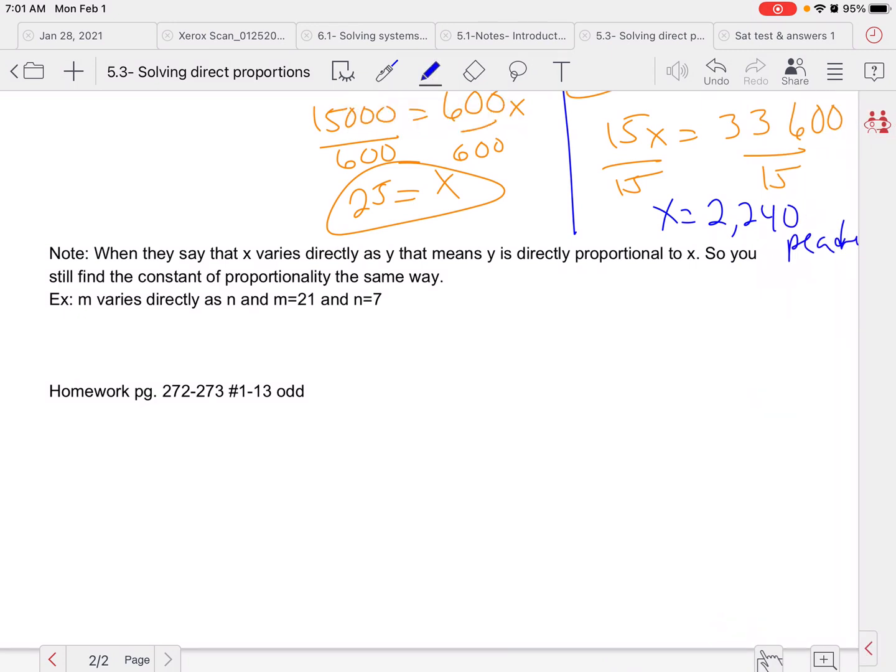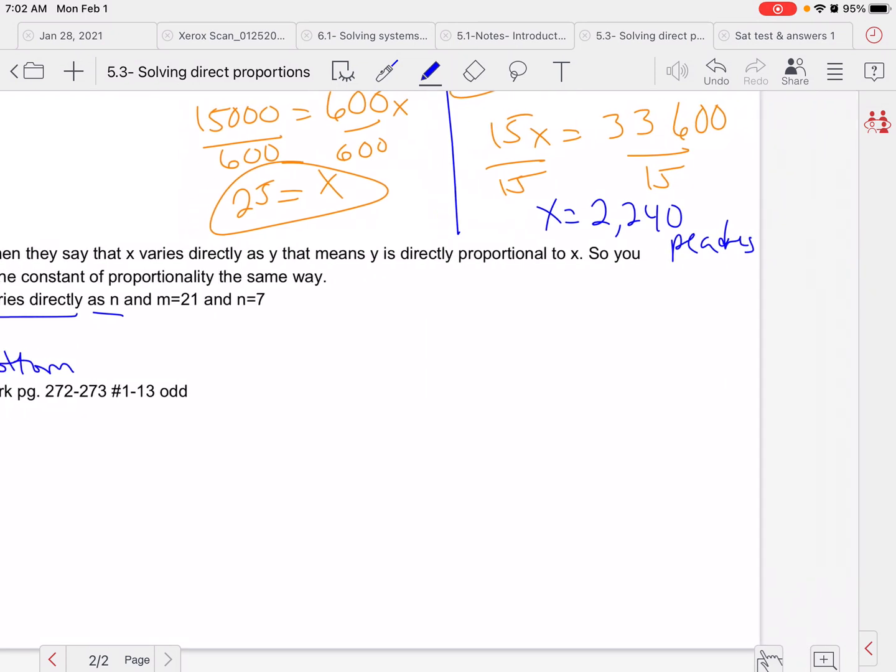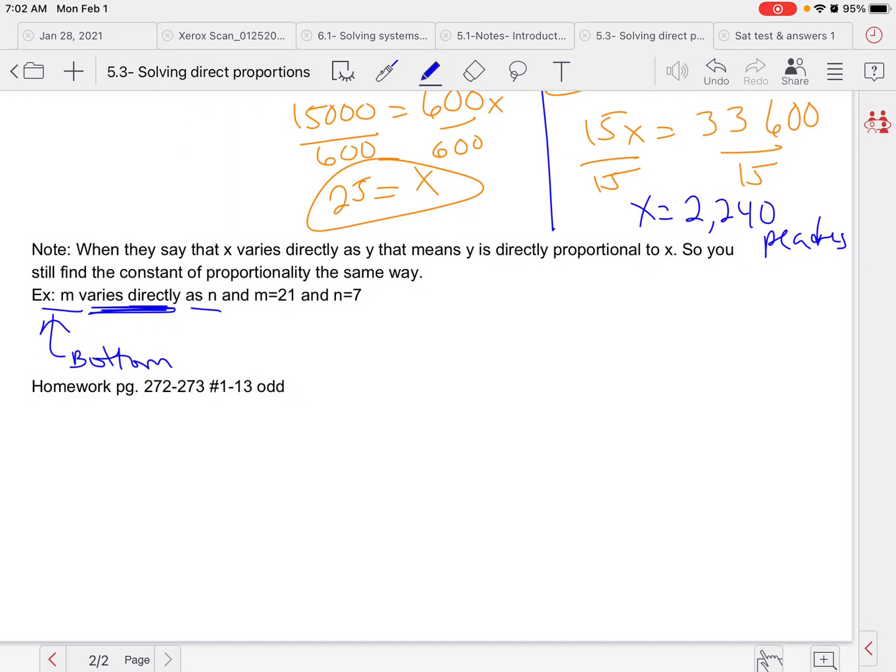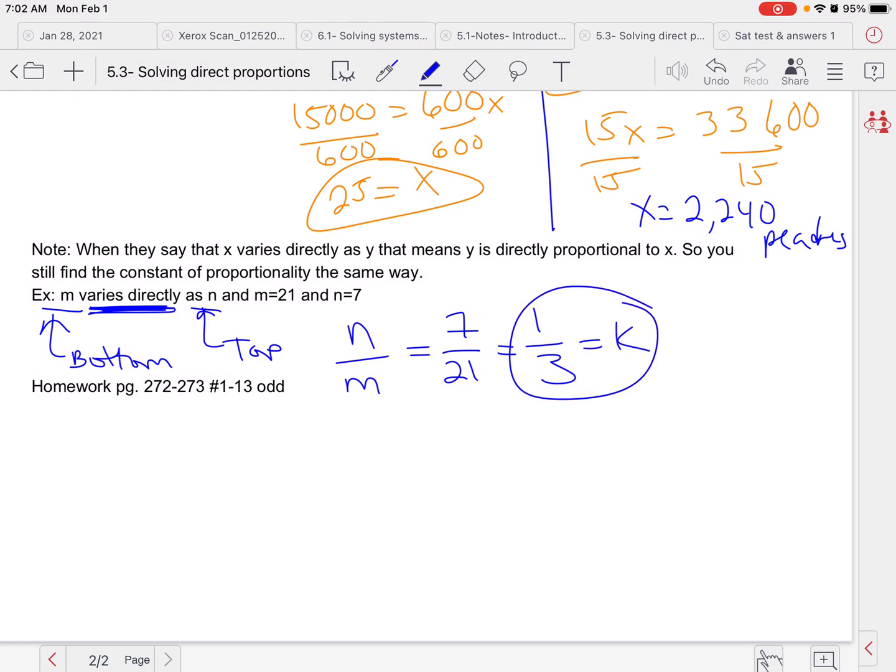So like if I said m varies directly as n, okay, this is my bottom number because this varies directly instead of it is a direct proportion, and this becomes my top number. Okay, so if I need to find my k, which would mean n over m, which in this case would be 7 over 21, which is 1/3. So this is my k value, my constant of proportionality.